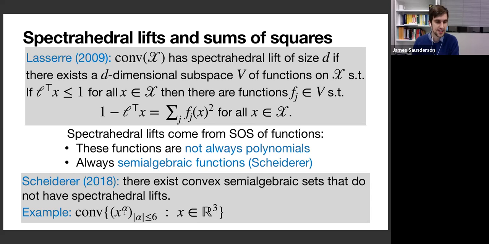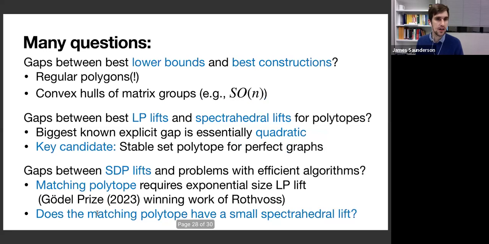And really, I haven't told you the notation here, but the example he gave was to take a monomial vector in, I think, 3 variables of degree up to 6, okay, and think about the convex hull of all the monomials you get when you plug in all points in R3 into this monomial vector. That's some convex cone. And he showed that this cannot have a semi-definite programming description, cannot have a spectrahedral lift. And there have been other negative results building on Scheiderer's result in the subsequent few years, showing other interesting convex sets that cannot have any semi-definite programming description. All right.